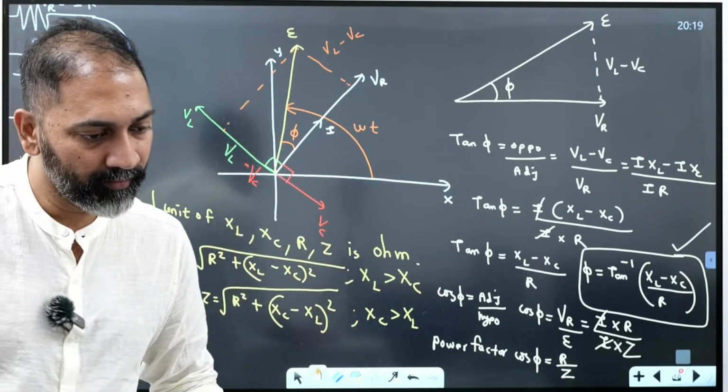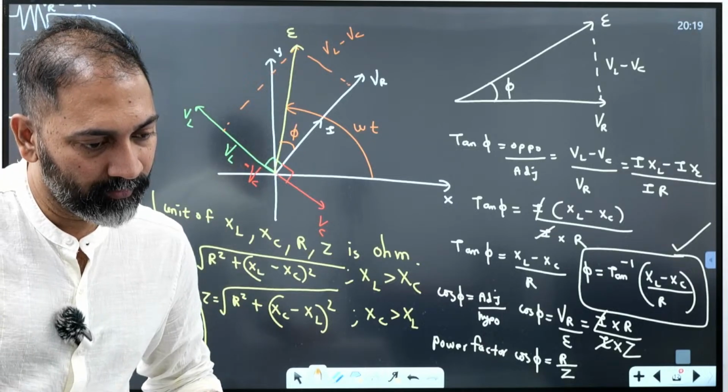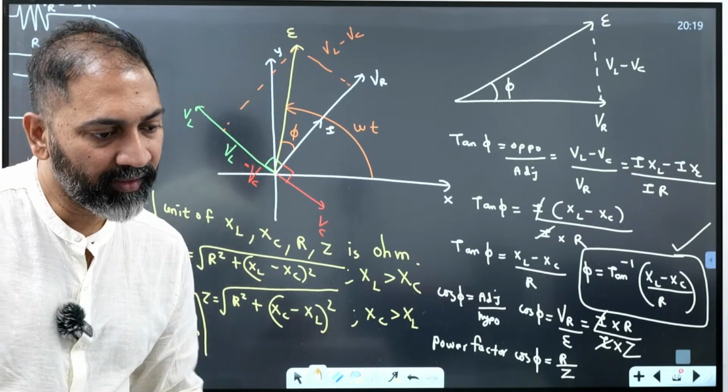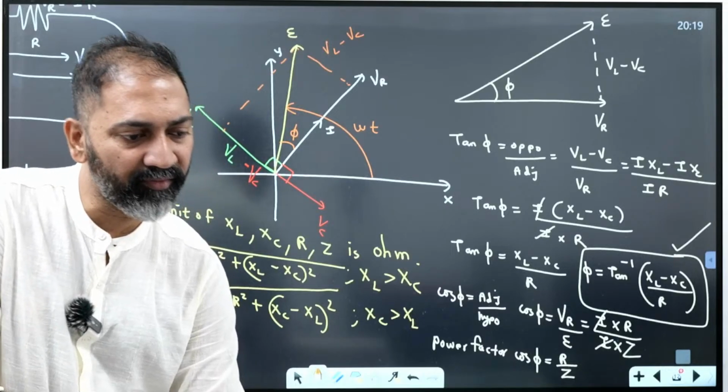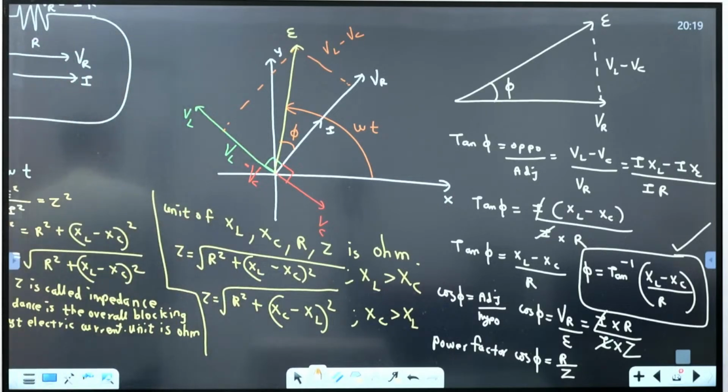Any doubt? Are the previous equations valid only for an LCR circuit, or otherwise? No, only for LCR. Only for LCR. So we are seeing tan phi and cos phi now.